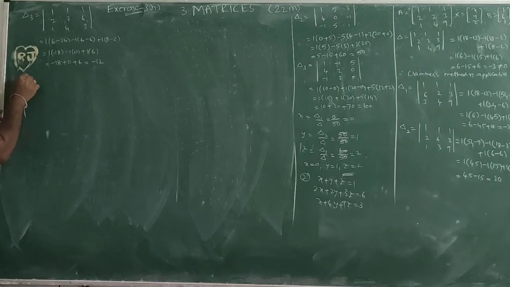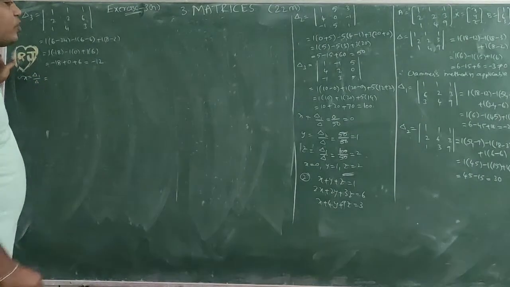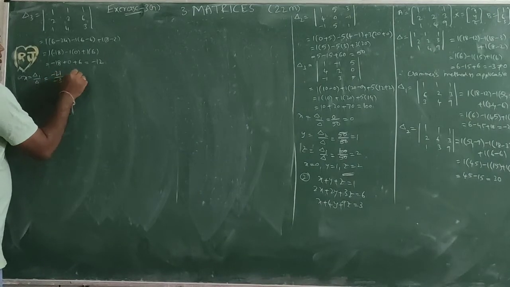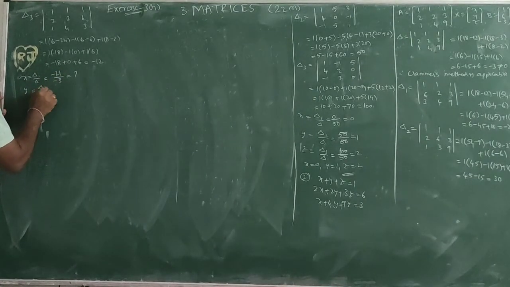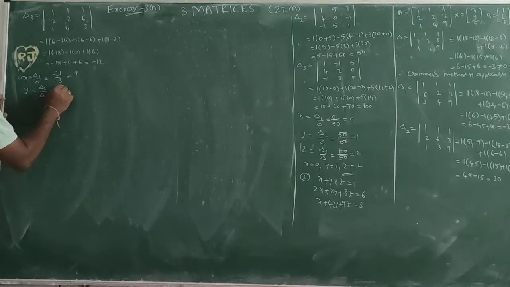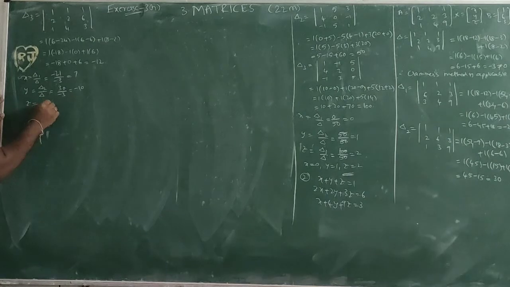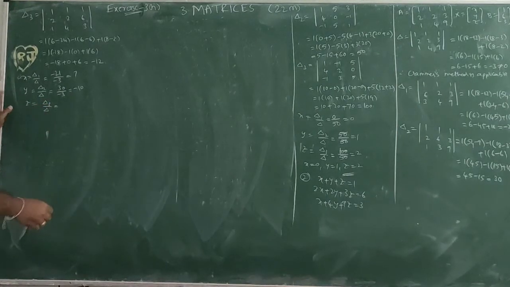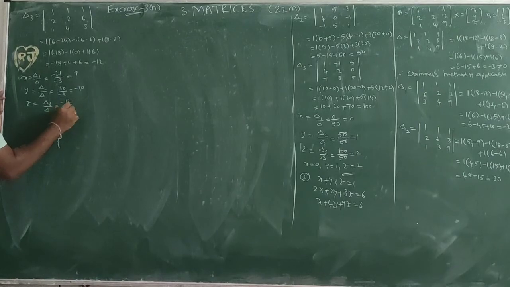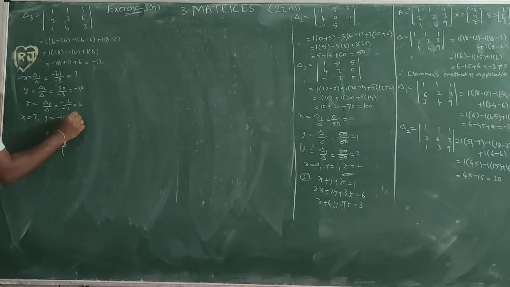So x equal to delta 1 by delta, by the formula. What is delta 1? Minus 21 by minus 3, cancel, 7. Y equal to delta 2 by delta. Delta 2 equal to 30. 30 by minus 3, cancel, minus 10. Z equal to delta 3 by delta. Delta 3 equal to minus 12 by minus 3, cancel, equal to 4. X equal to 7, y equal to minus 10, z equal to 4. So this is the solution.